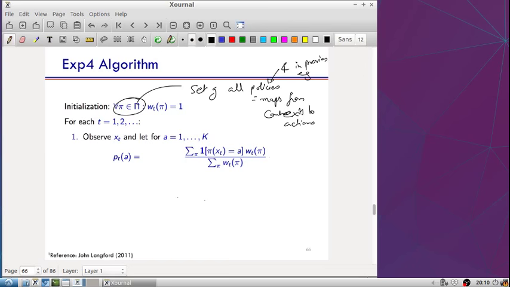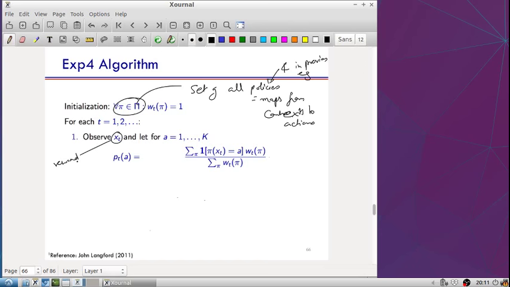In each round, I'm going to observe a reward. Of course, to observe a reward, I have to start with some policy. For me now, XT is going to be a reward. Let's actually skip the observe XT part, because first I'm going to define how to pick a policy. That's the whole point of this algorithm. The policy will tell you how to react to the context, which action to pick given the context.